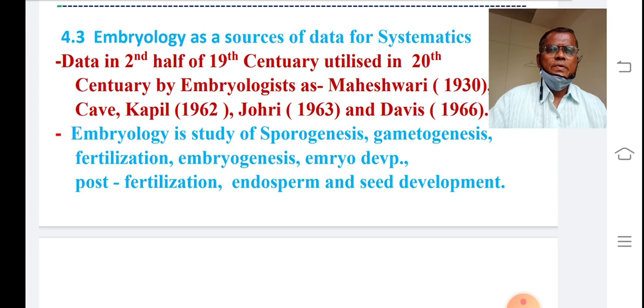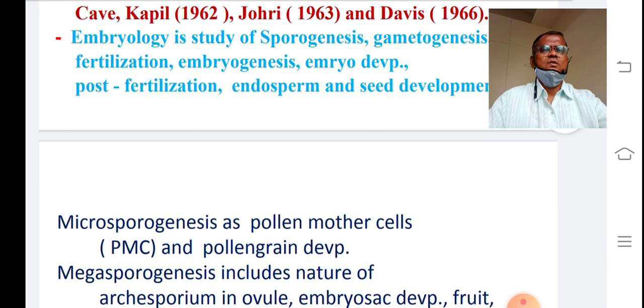This process is called embryogenesis, embryo development. After divisions and redivisions, post-fertilization changes occur. We will see the process in the next semester, where we have a separate paper on embryology. At that time all the developments are covered. It gives rise to the formation of endosperm and the seed development. All this is called the embryological study.